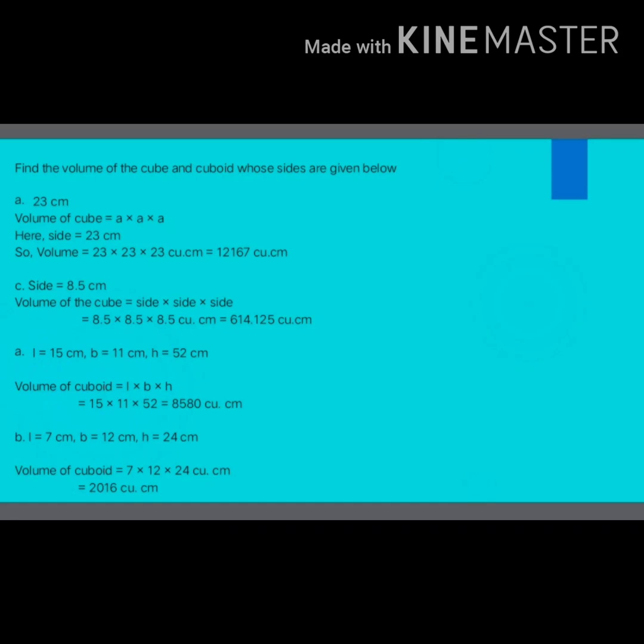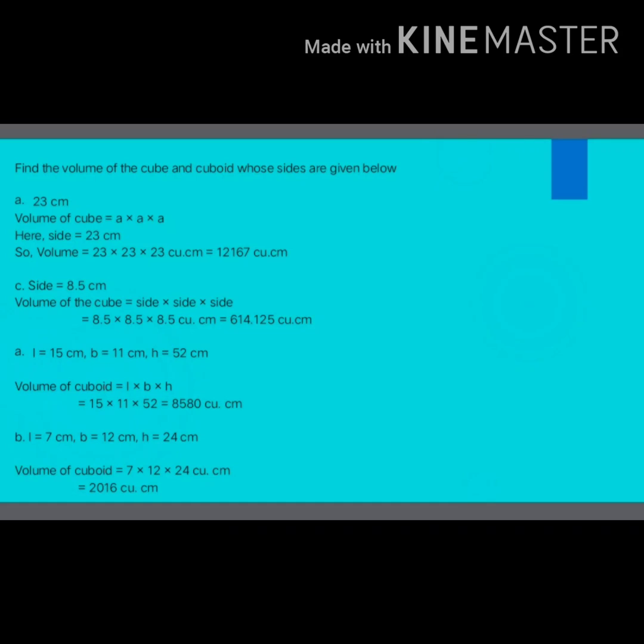Now let us see a few examples. Find the volume of a cube and cuboid whose sides are given below. So let us take one example, that is C1. Side is given as 8.5 centimeter. We have to find the volume of the cube. The formula is side into side into side. I substitute the value 8.5 into 8.5 into 8.5. When I multiply all these three, I get 614.125 cubic centimeter.